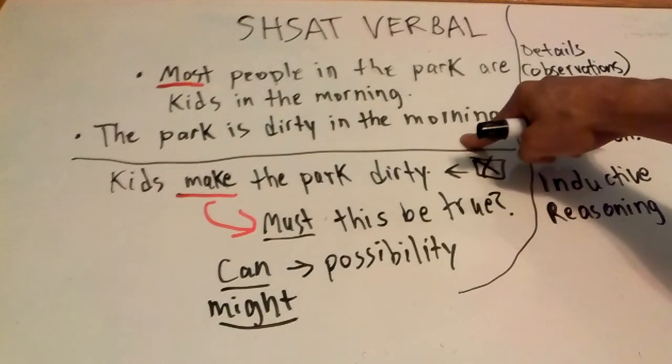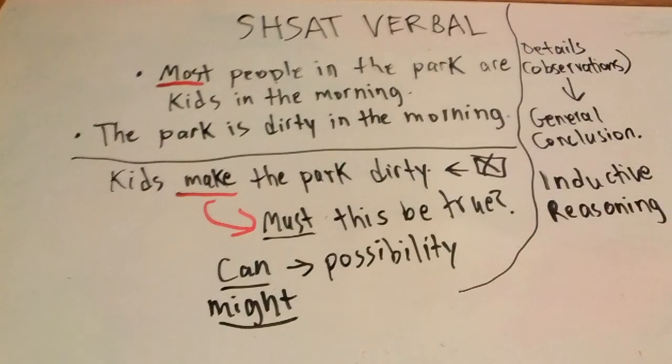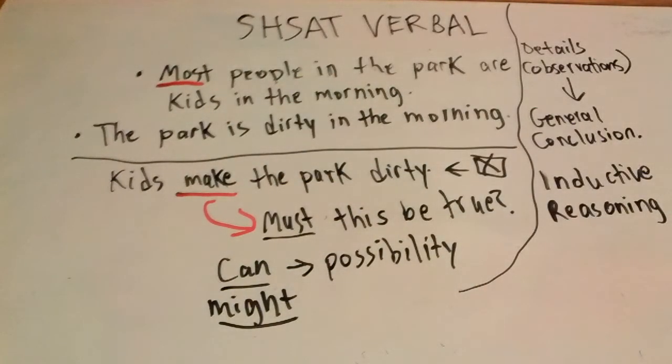What did you conclude? Kids make the park dirty. Those darn kids, right? That's the conclusion that you came up with. But that conclusion is a faulty one. It's not a sound conclusion. And the reason it's not sound is because, look, what you noticed was that most people in the park were kids.